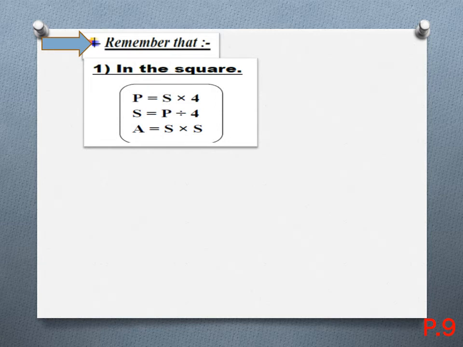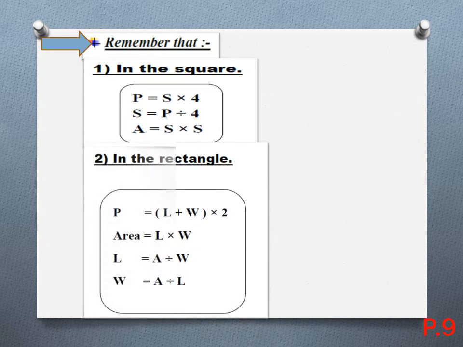We know that the perimeter of a square equals side times 4, and the side equals perimeter divided by 4. The area of a square equals side times side. If you need to find the perimeter and area of a rectangle, perimeter equals length plus width, all times 2, and area equals length times width. If you need to find the length, area divided by width. If I need to find the width, area divided by length.